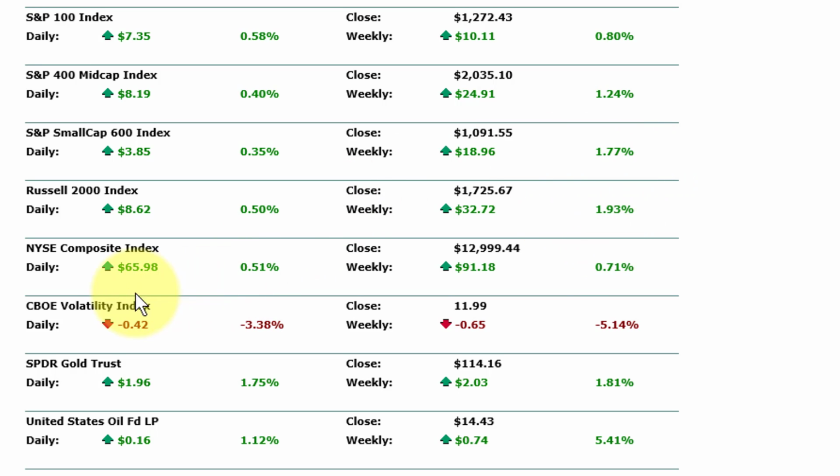Our New York Stock Exchange Composite Index gained 0.51% this past Friday and gained 0.71% for this past week. Our VIX Volatility Index fell 3.38% this past Friday and 5.14% for this past week. Our gold ETF gained 1.75% this past Friday and 1.81% for this past week. And our oil ETF gained 1.12% this past Friday and 5.41% for this past week.